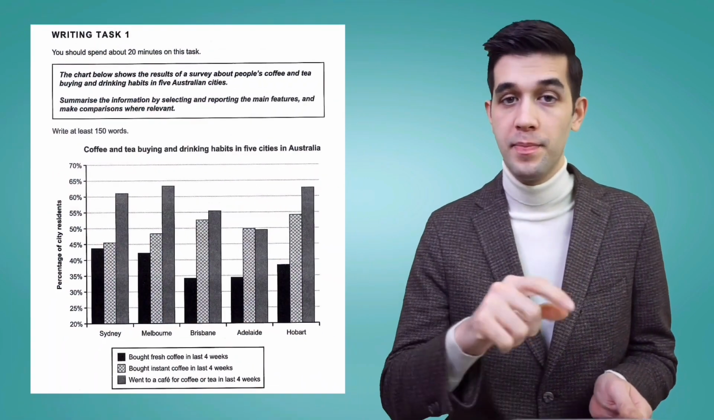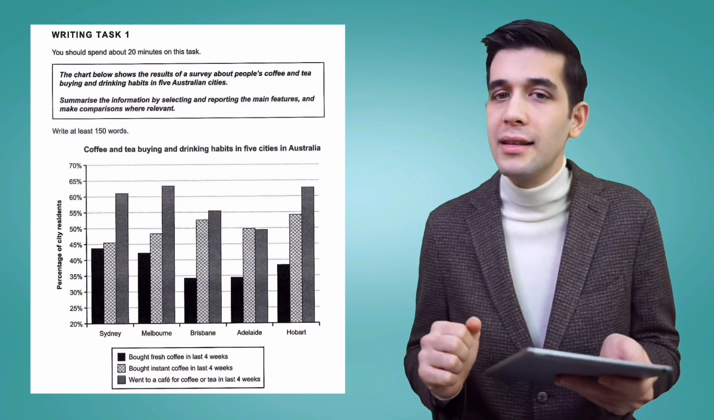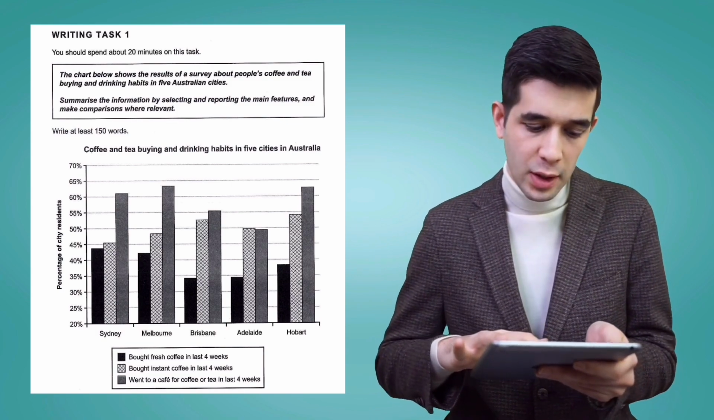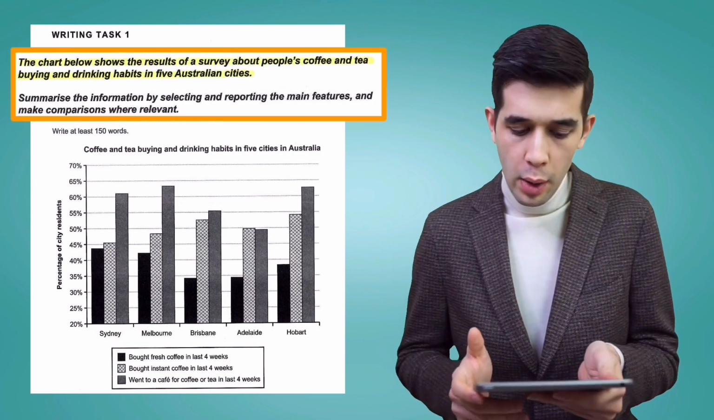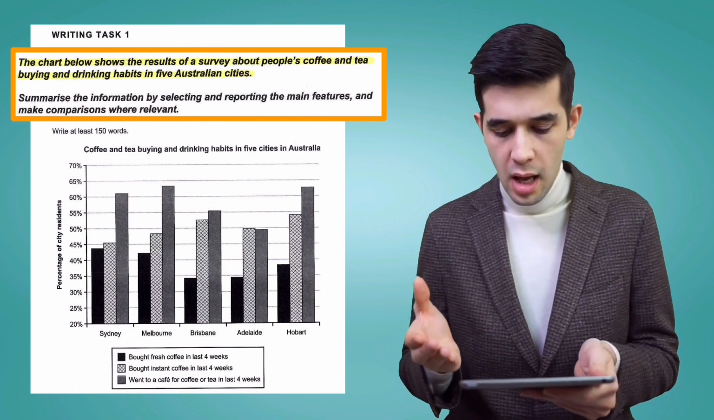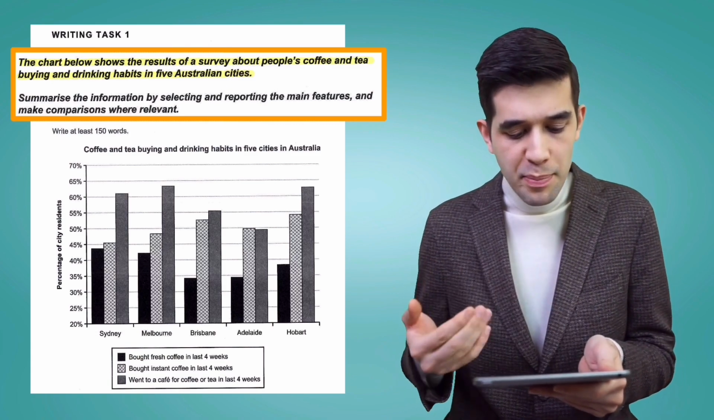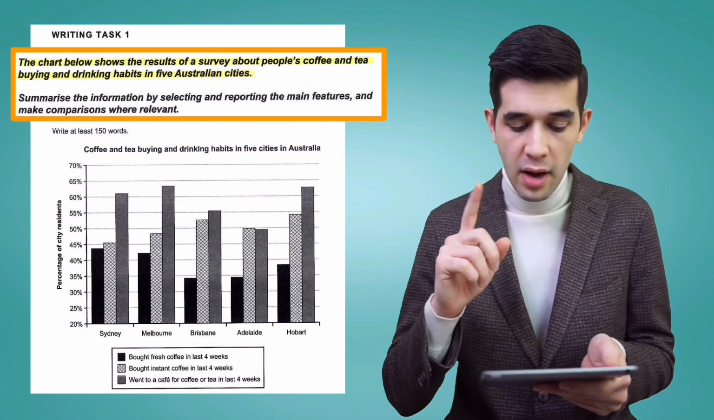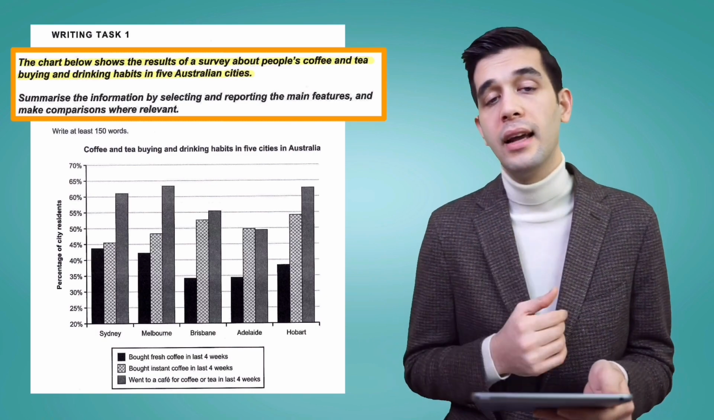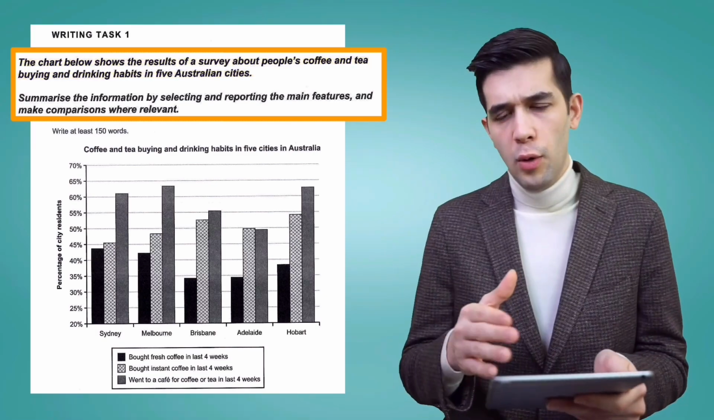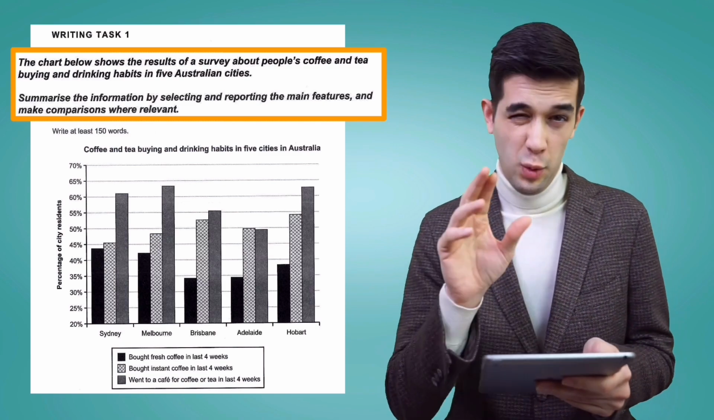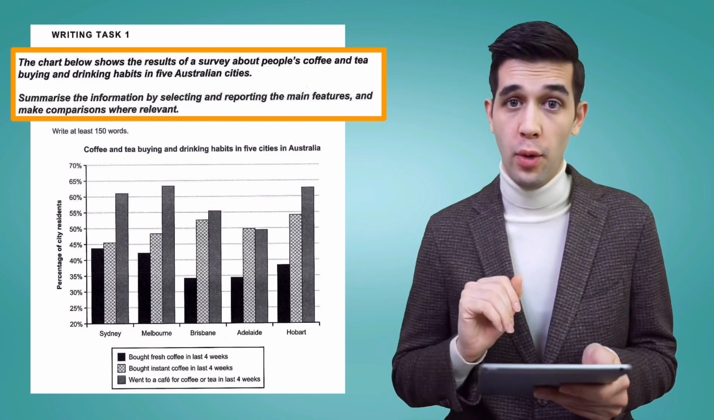I am going to use the same example that we used in the previous 2 videos. Let's take another look at the task again, just to remember what it was. The chart below shows the results of a survey about people's coffee and tea buying and drinking habits in 5 Australian cities, and it is a bar chart. Now, we want to analyze this, but what are we looking for?